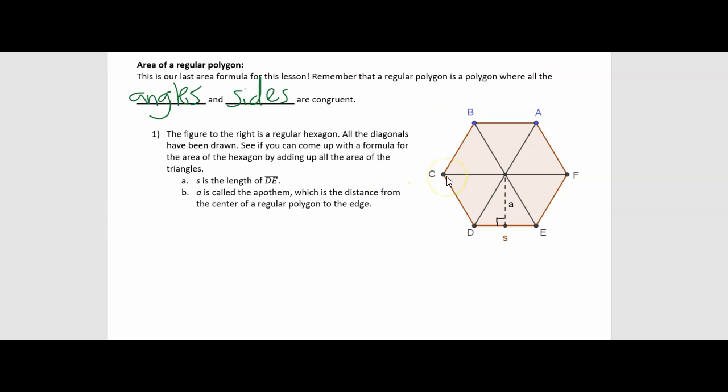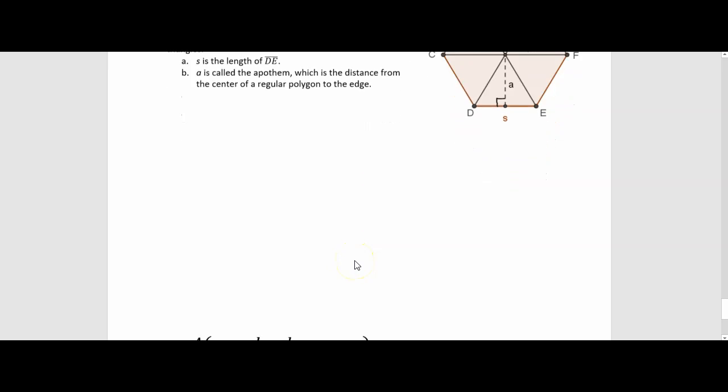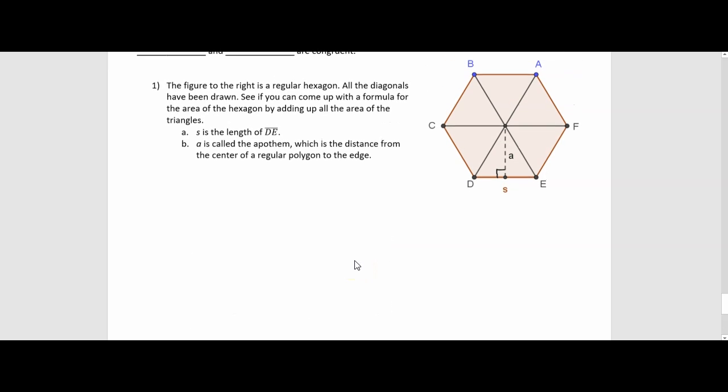Okay, so let's see if we can figure out the area of one of these triangles. Let me just scroll down a little bit further. Okay, I can't. That's okay.